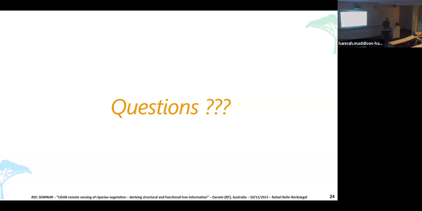We have one more question from online. All right, quickly: can you use this to assess the height of trees in a forest? Yeah, definitely. It's one of the basic parameters that's derived.